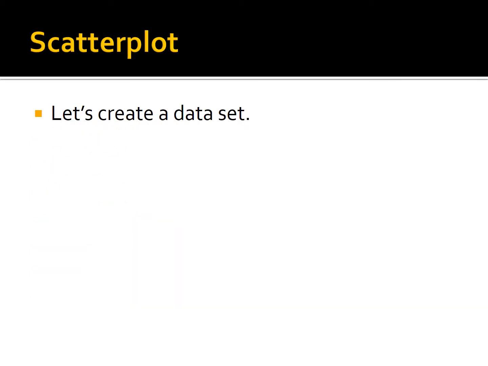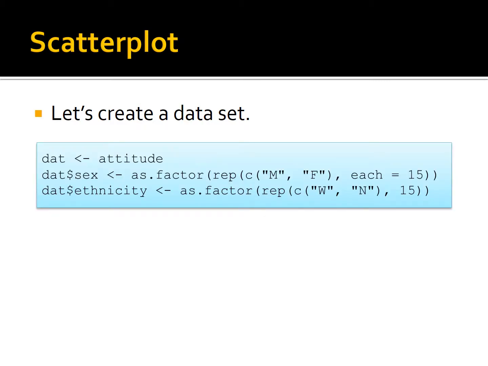So in the scatter plot, let's create some data. I assigned it as the attitude data. And then I make a new variable called sex, which is a factor, and I make the first 15 people male and the next 15 people female. And for ethnicity, I just alternate white, non-white until the end.